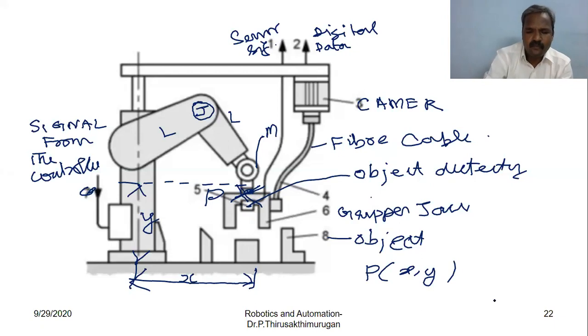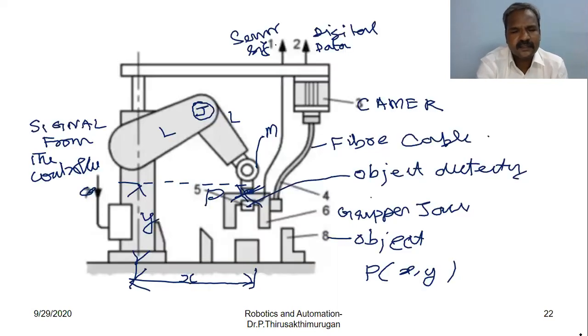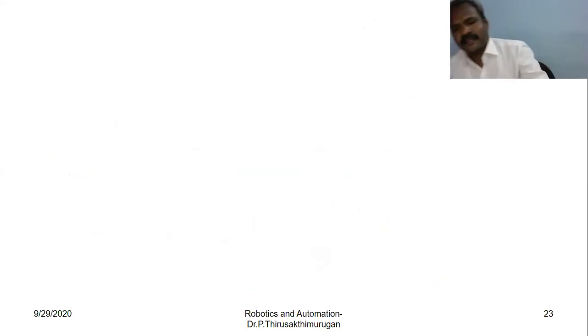So these are the various components in an electrically actuated robo gripper. Clear? So this is about various gripper interface mechanisms and various sensors in grippers. In the next class, we are going to see the kinematics of robo.